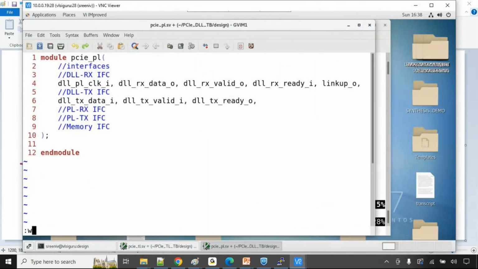Have you understood what the need is? The physical layer uses this signal to indicate to the data link layer that the link training is done and the link is up. The data link layer will use this signal to decide that the link is up, so I can start sending the DLLP link packet to the physical layer. Do you have any questions related to these two things?